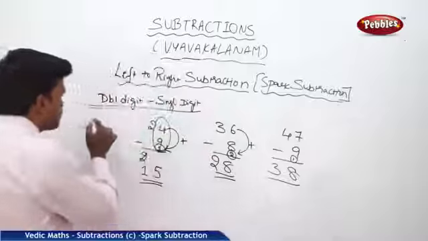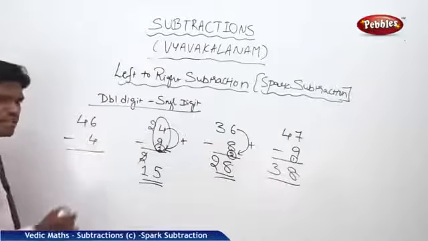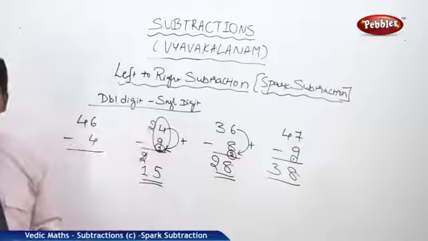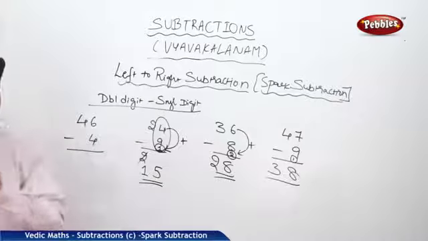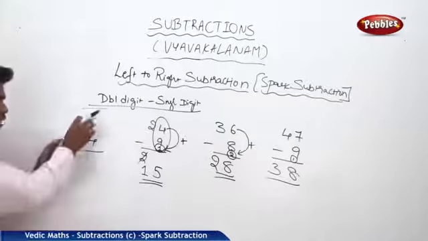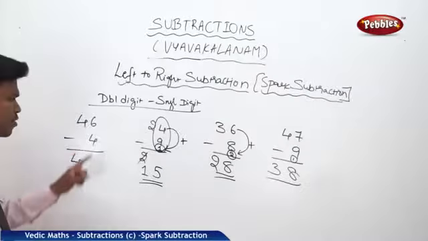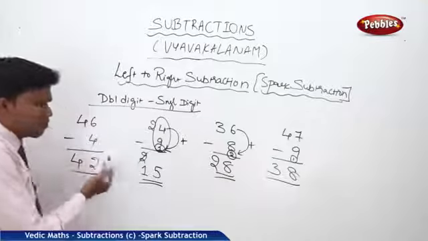Similarly, suppose I ask you what is 46 minus 4. Just drop 4 as it is. Before dropping 4, are the next numbers match or mismatch? This time it is match. No need of reducing the before number. So if the next numbers are match, drop this number as it is, no need of reducing. So what is 6 minus 4? Directly you can subtract. So the answer is 2. The answer is 42.